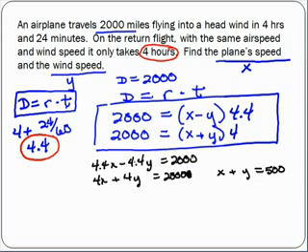Okay, on the top one, they are all divisible by 4. So if 2,000 is divisible by 4, well, 4.4 is divisible by 4. So then we would get 1.1x, whoops, minus 1.1y is equal to 500. And then you can even multiply by 10 to get rid of the decimal if you want.